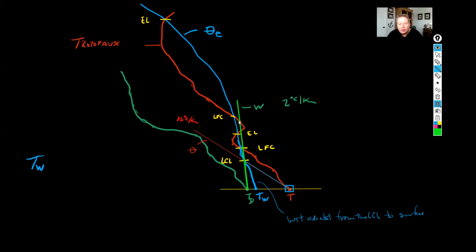It intersects in three places. Right here, and right here. All of those intersections of the constant mixing ratio line through the dew point with the observed temperature sounding become what we call the CCL, which stands for the convective condensation level. Not the lifting condensation level, but the convective.